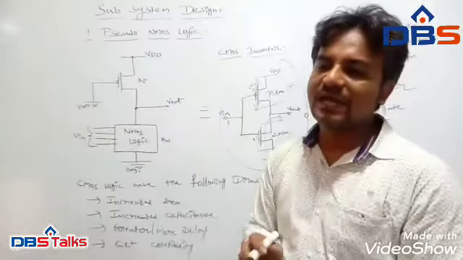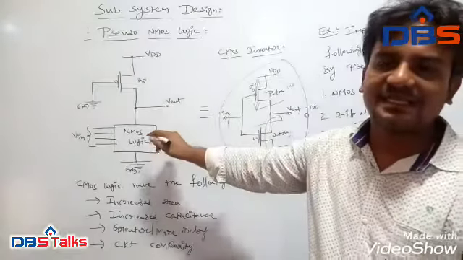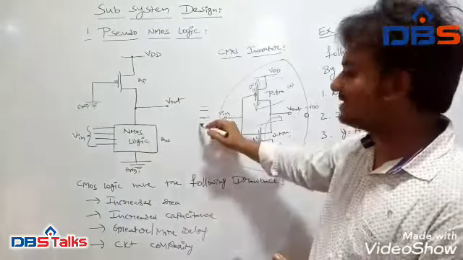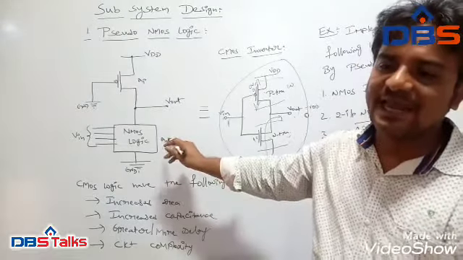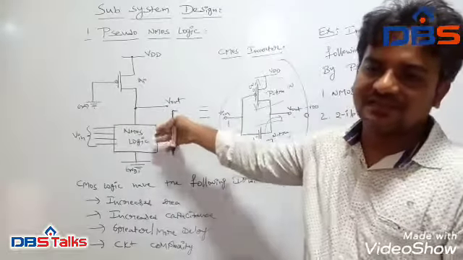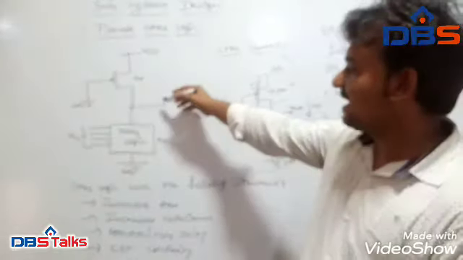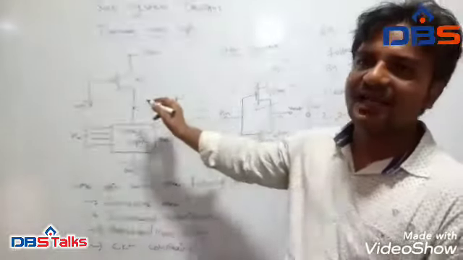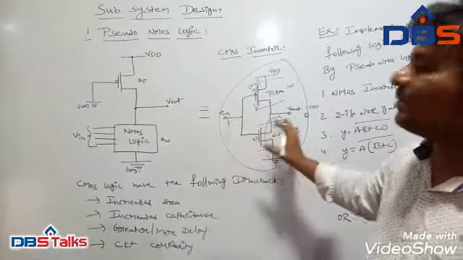In pseudo NMOS logic, the NMOS transistor is driven by the input voltage, while the gate of the P-type transistor is connected to ground, and it acts as an active load for the NMOS transistor. The advantages are that it uses fewer transistors compared to CMOS, and the area and delay are reduced as it requires fewer transistors.